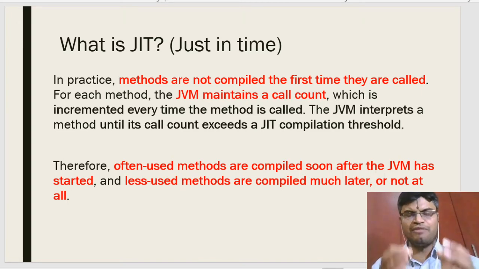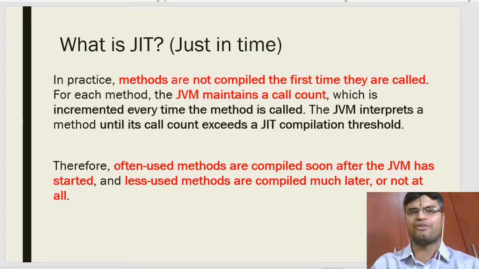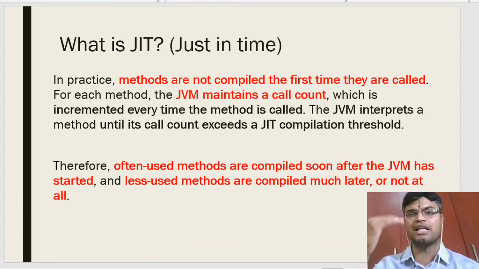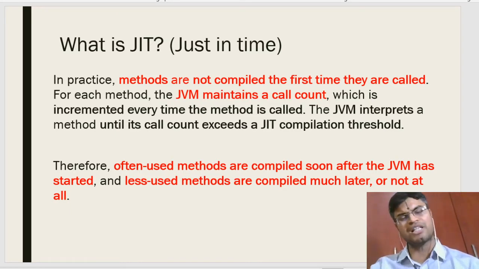So your main function will always be compiled initially, because from that main function only we will be calling the other functions, right? So your main function initially will be compiled into the machine dependent code. From there, from the main function, whichever functions you are calling so many number of times, those functions which cross or exceed the JIT compilation threshold, those functions will be compiled into machine dependent code. So a very important concept. We will move on to the next topic, guys.